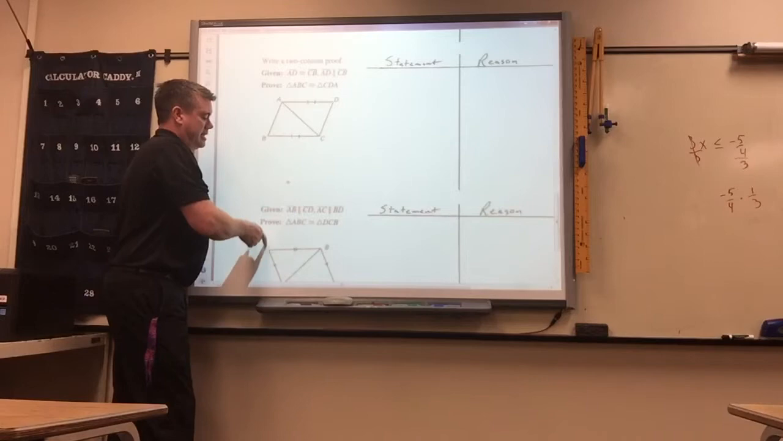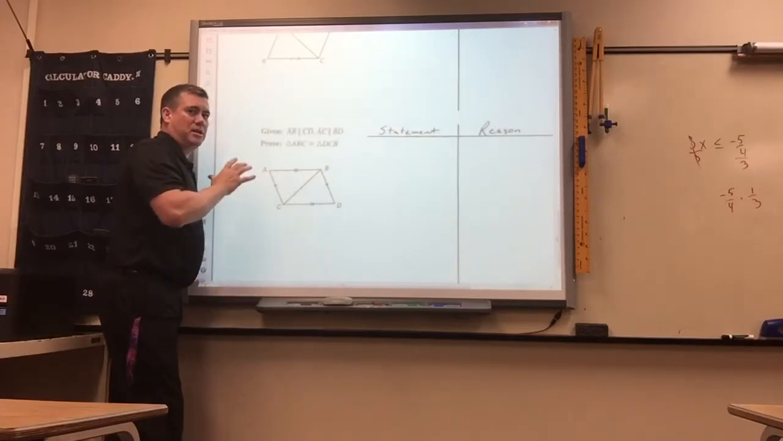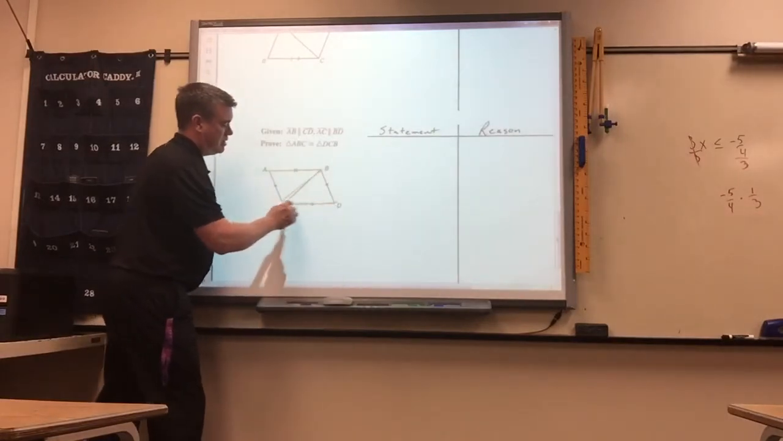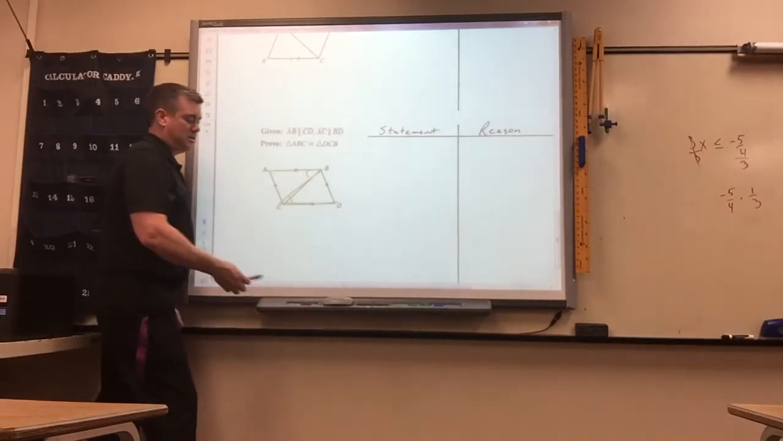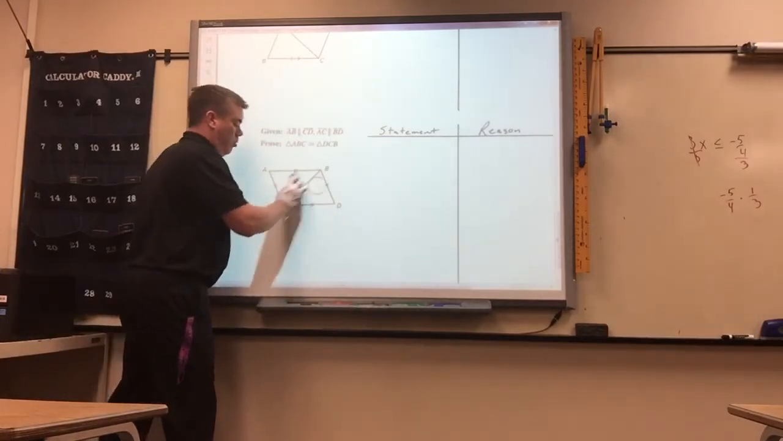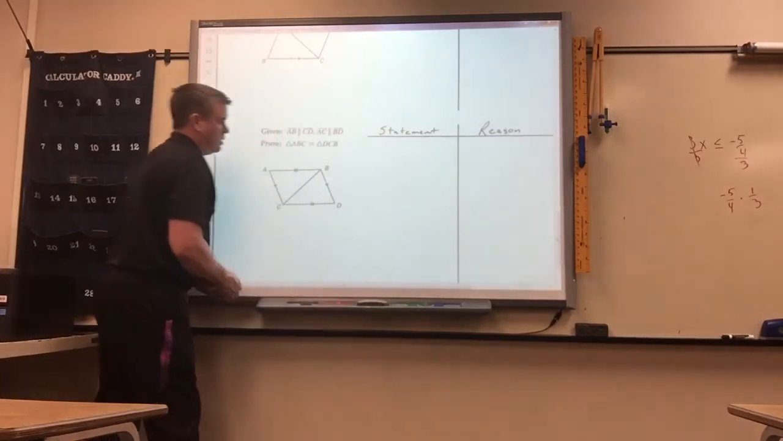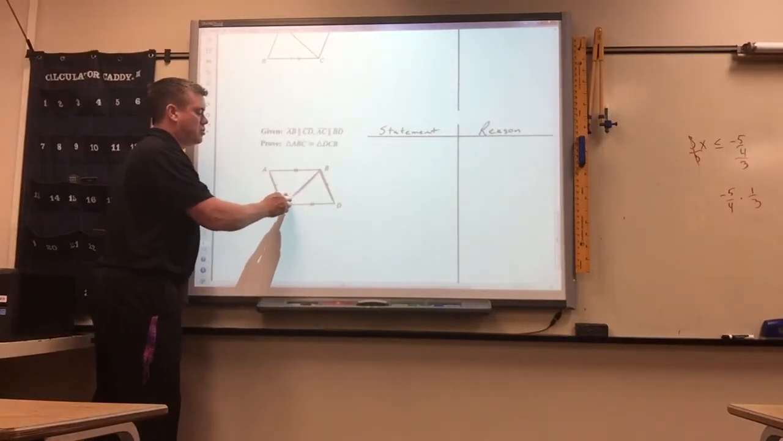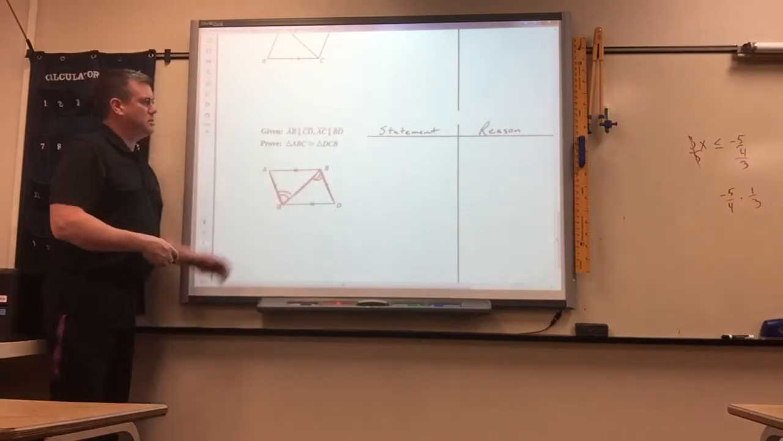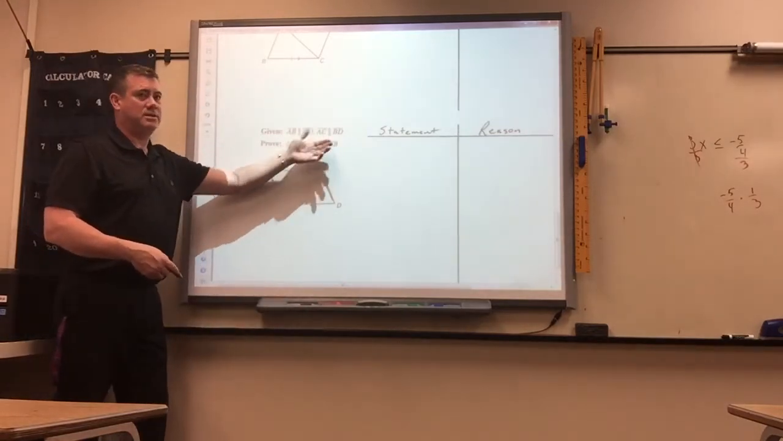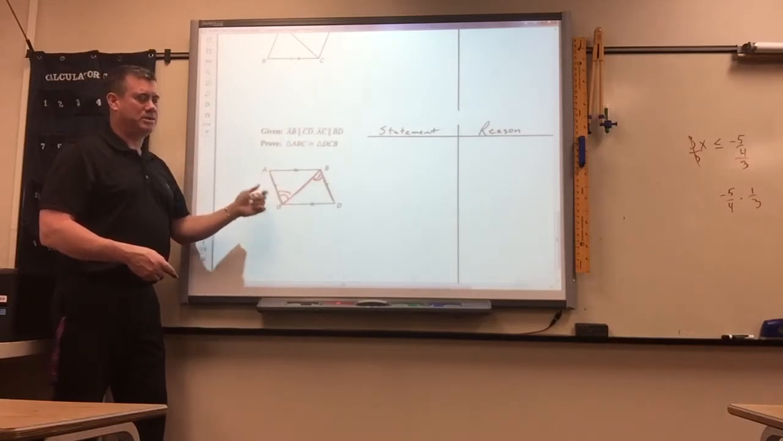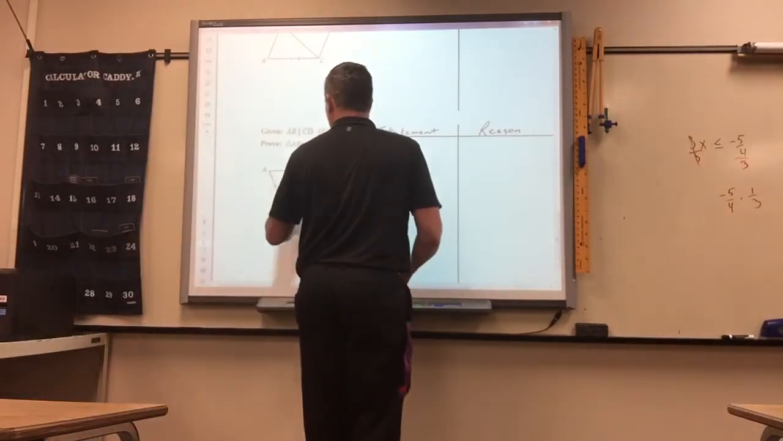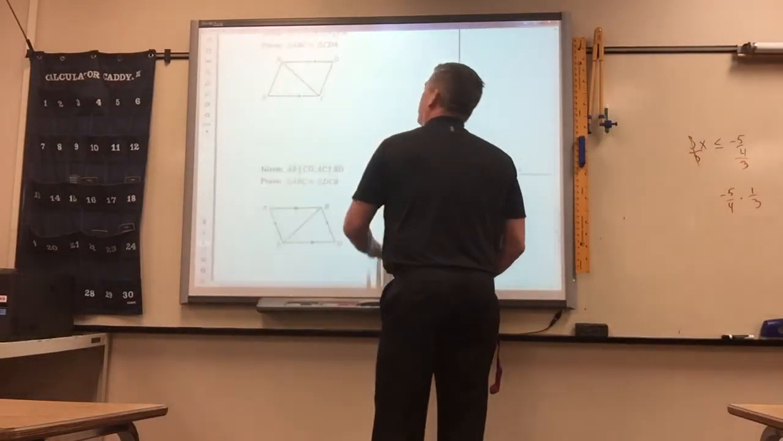And here you've got two sets of parallel lines. So since this line is parallel to this one, I know these angles are equal because they're alternate interior. And since this line is parallel to this one, I know these two are equal. So these two things, parallel lines, are going to tell you that two sets of angles are equal because they're alternate interior. So they're all done basically the same way.